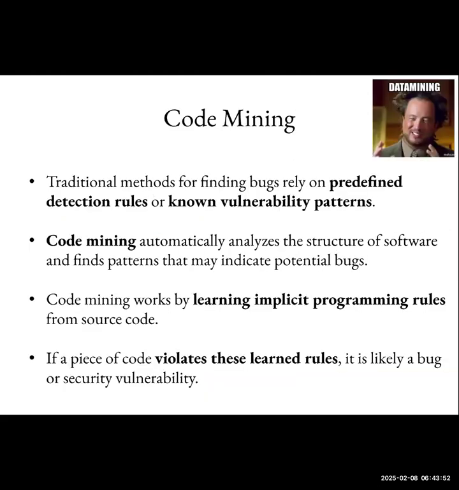Traditional methods for finding bugs rely on predefined detection rules or known vulnerability patterns, and these methods only work if the vulnerabilities are already known. A new approach called code mining is proving to be highly effective. It learns implicit programming rules by analyzing the structure of the software and finding underlying patterns in the code. If a piece of code violates the learned rules, then it's most likely a bug or a security vulnerability.